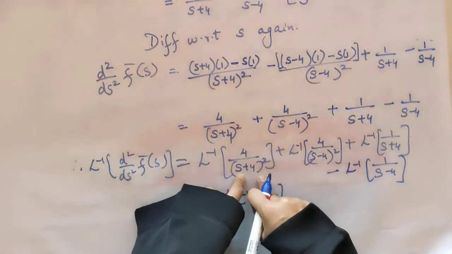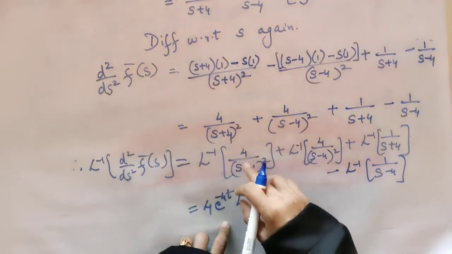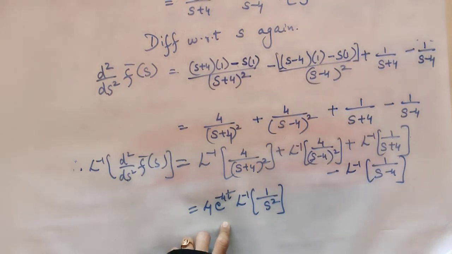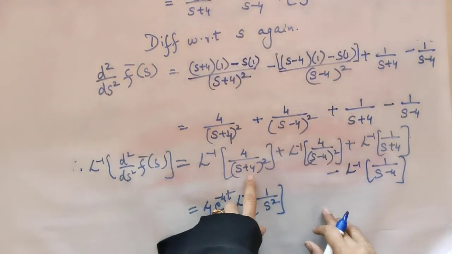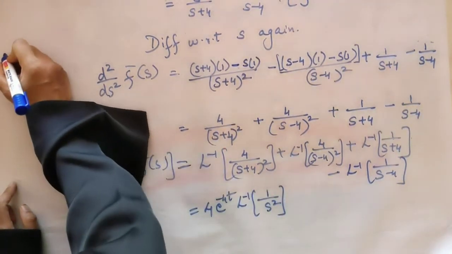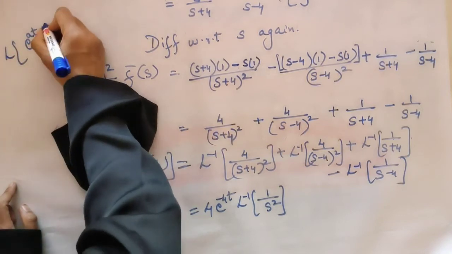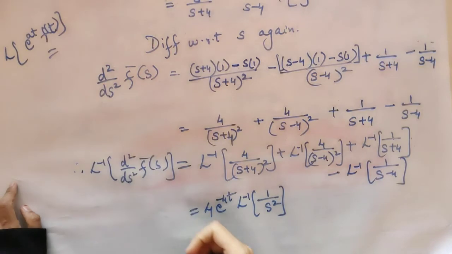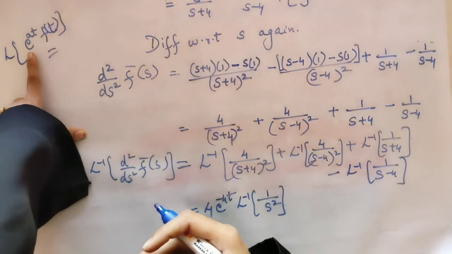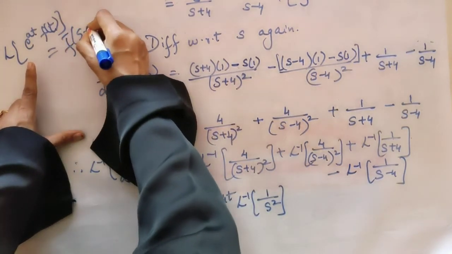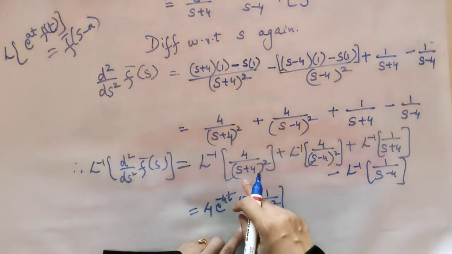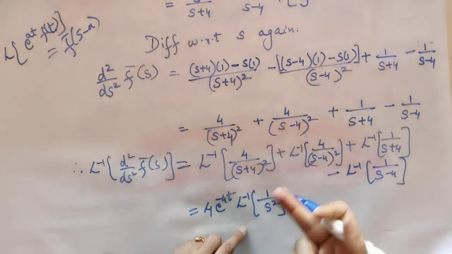Already we have solved a few problems on this. See here, whenever you have s plus 4 whole square or something, in place of s you have s plus something whole square or whole cube, that time what you are going to do, you are going to eliminate that exponential. Means there is an exponential part. I hope you all have remembered this property. I'll remind you. If Laplace transform of f of t is f bar of s, then the Laplace transform of e to the power at into f of t is f bar of s minus a. So in place of s, simply you will have s minus a everywhere. So in place of s here, you have got s plus 4. So definitely the value for a is minus 4.